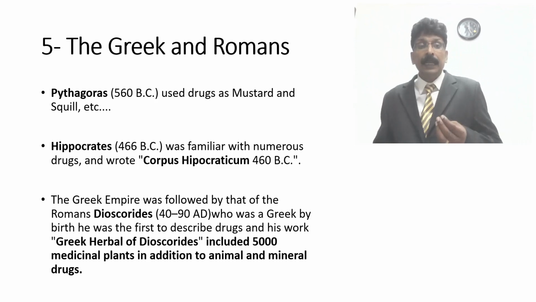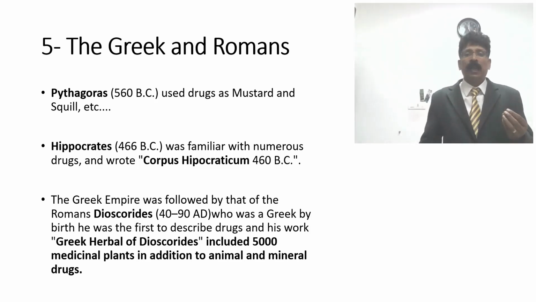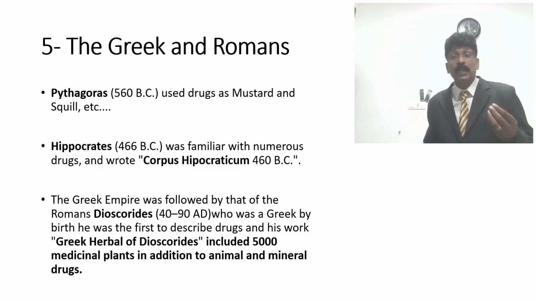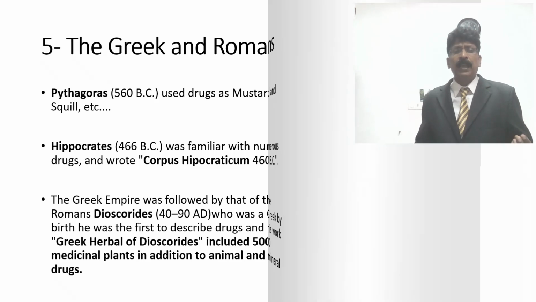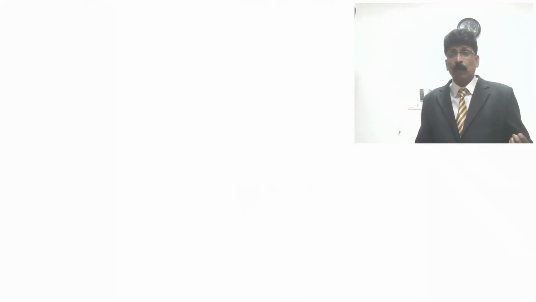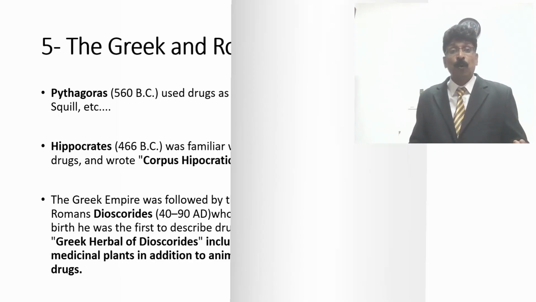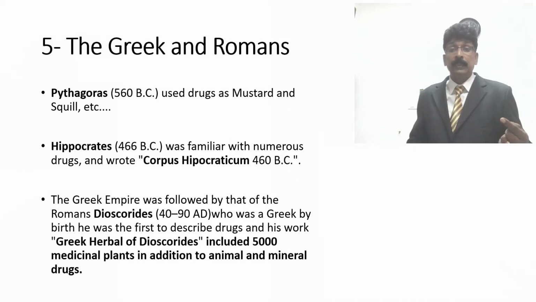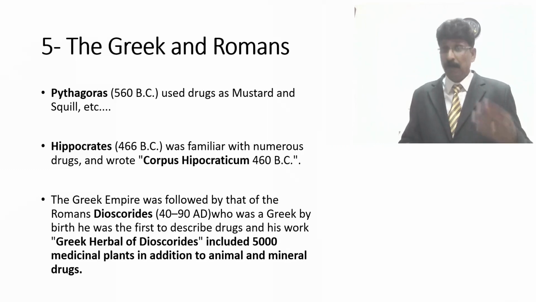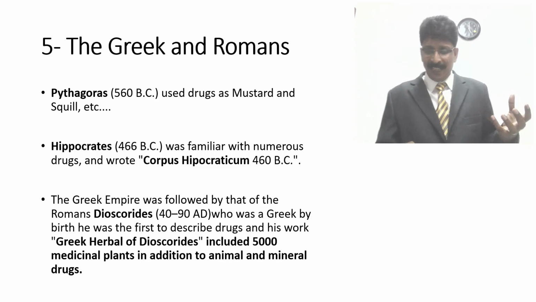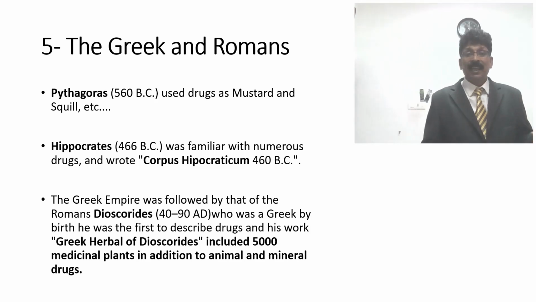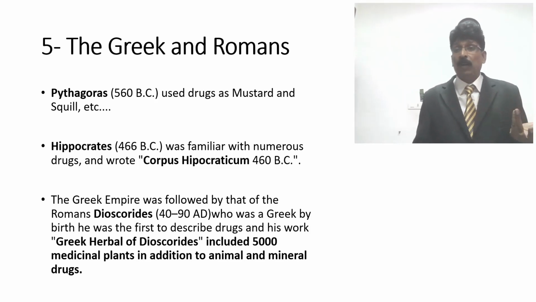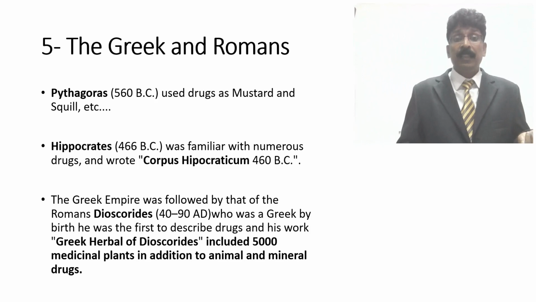Greek Herbal of Dioscorides. He was the first, he was a Roman Dioscorides. You can see, you have to know about the Greek Empire, followed by the Roman Dioscorides, who was Greek by birth. Because of his knowledge and medicinal knowledge, he was taken by the Romans. Actually, he was a Greek.